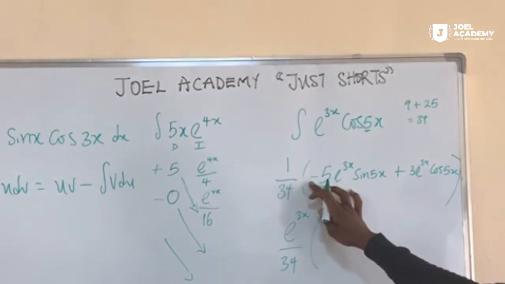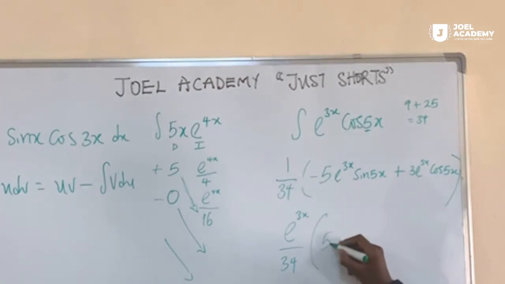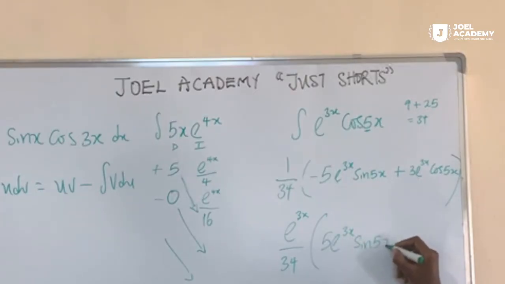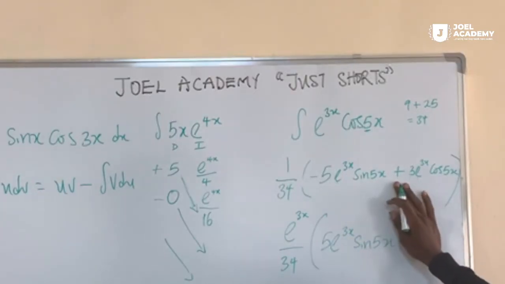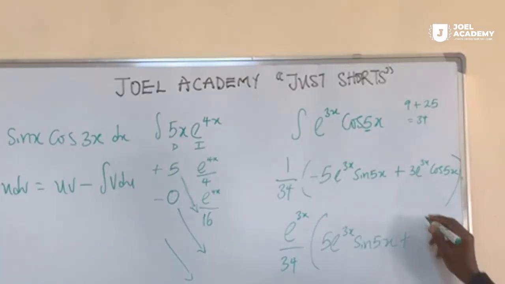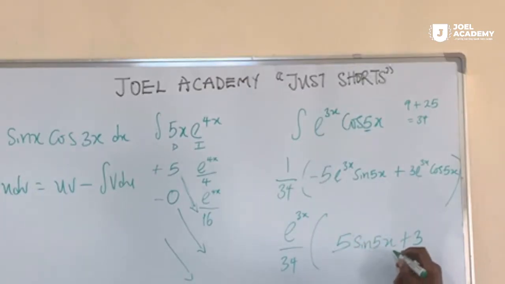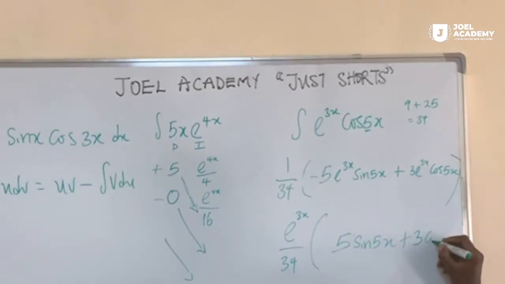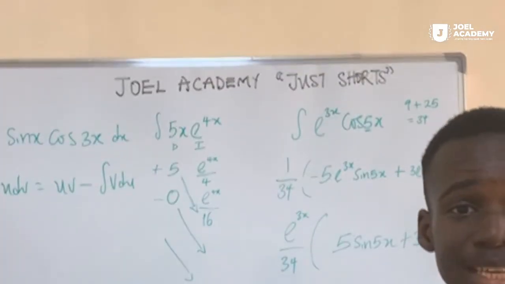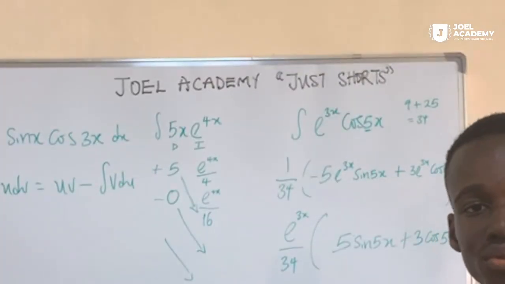So if I'm multiplying the first one by minus, it becomes what? 5 exponential 3x sine 5x. Multiplying this one by plus, it still remains plus. So 3, no longer exponential. Yeah. 5 sine 5x and 3 cos 5x plus c. This becomes our answer. Now, I said if you want to solve it, it's going to take a whole while.